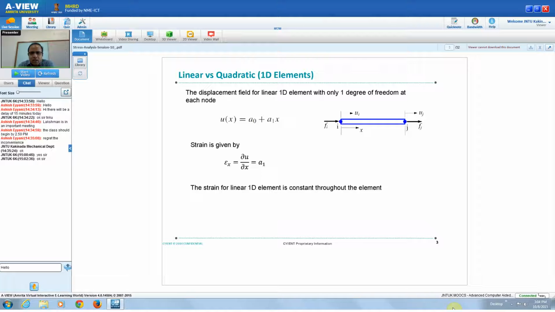That means when a load is applied on this element, the strain in the element will be constant. Basically in the finite element method, our primary results will be displacement. From displacement we get strains and stresses. So from the displacement function we get strain, and strain is constant throughout the element, and even stress is constant throughout the element. So this is for the 1D problem with the linear element formulation.